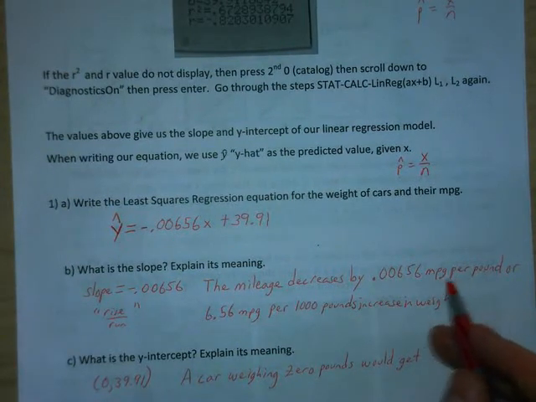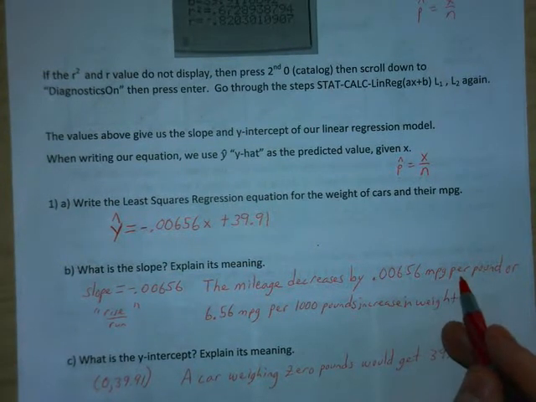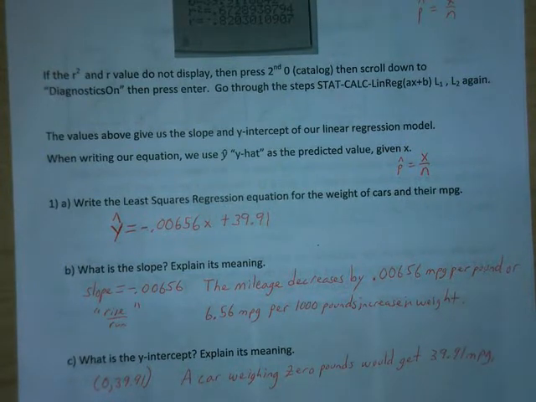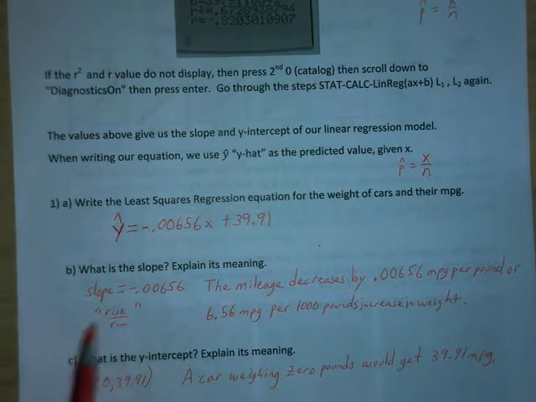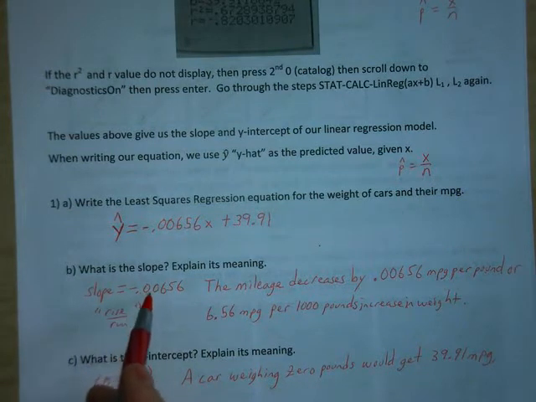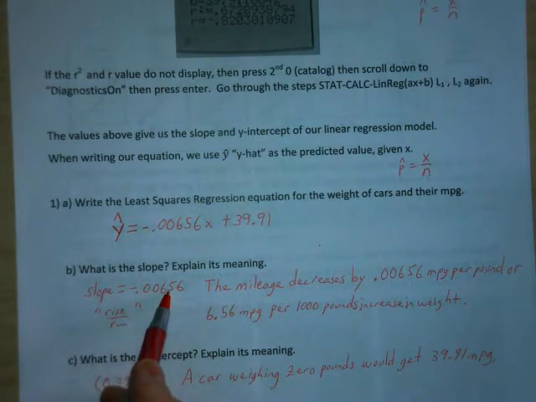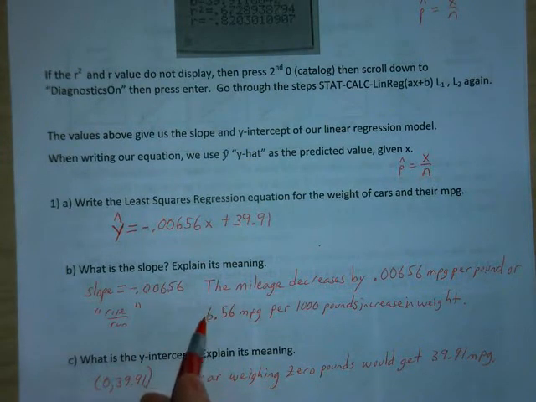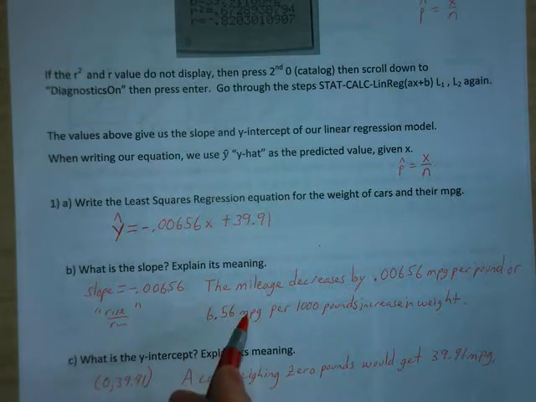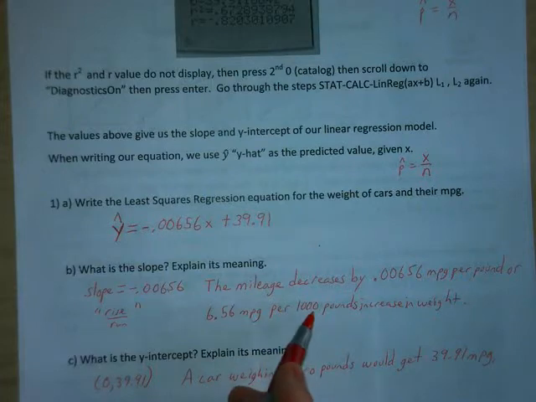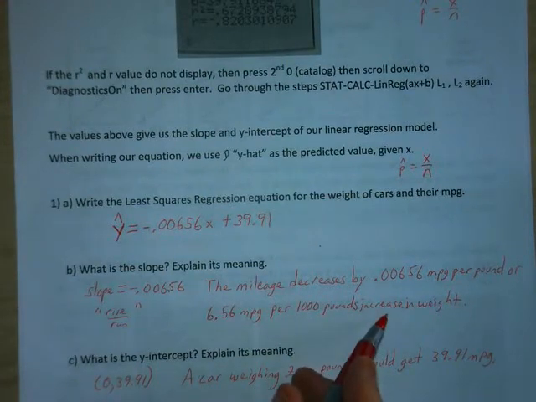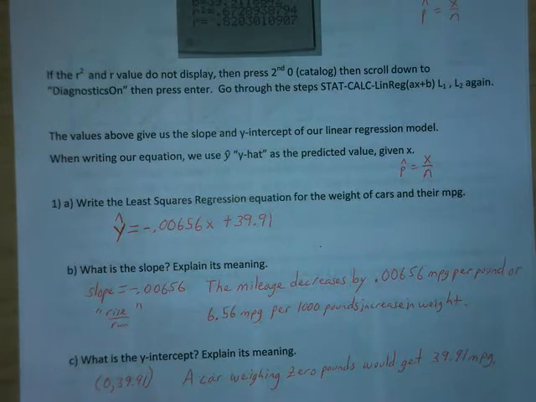That's an awkward rate of change because it's a rate of change within a rate of change. Another way to think about it would be to multiply that by 1,000, so move the decimal point 3 places right. It'd be negative 6.56 miles per gallon. What that would mean is the mileage decreases by 6.56 miles per gallon for every 1,000 pound increase in weight. So if the weight goes up by 1,000 pounds, you would expect the mileage to decrease by 6.56 miles per gallon. That might make more sense in our heads.